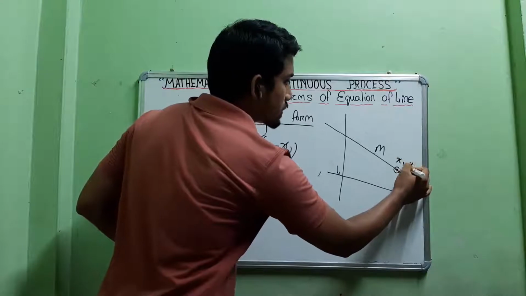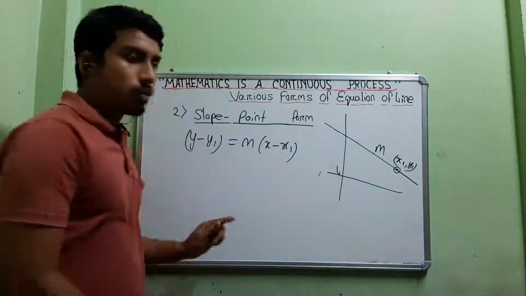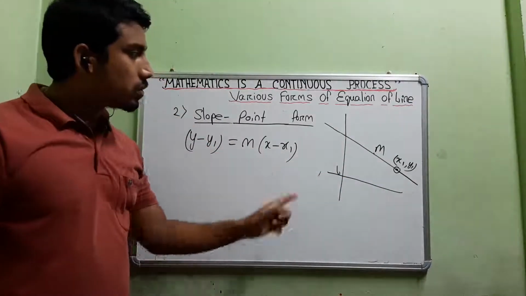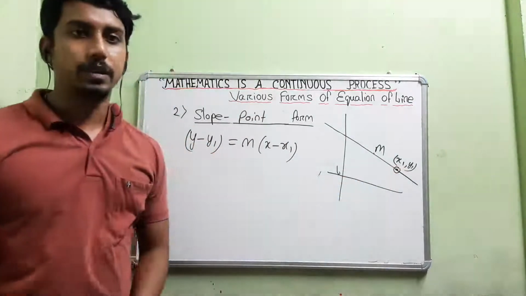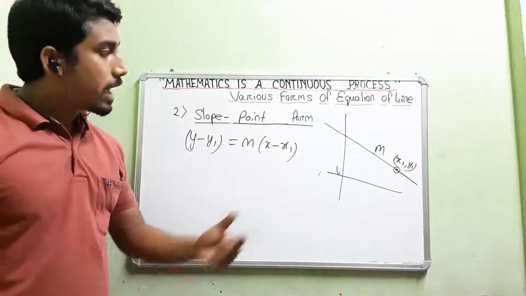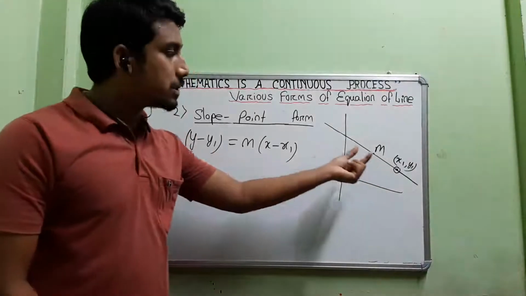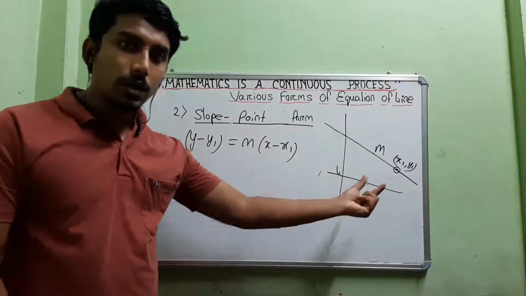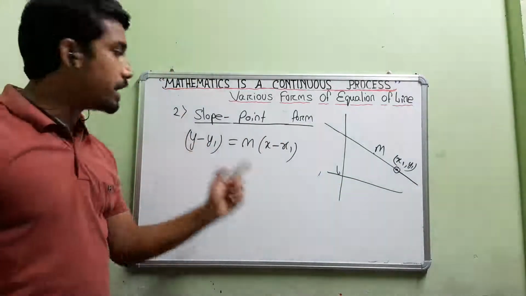Suppose that point is x1 comma y1. So two pieces of information we have here. We know the slope of the line, and we know the line is passing through some point. As you have these two pieces of information, that means you know the slope of the line and you know the line is passing through the point x1 comma y1, so we can get the equation of the line using the slope point form.